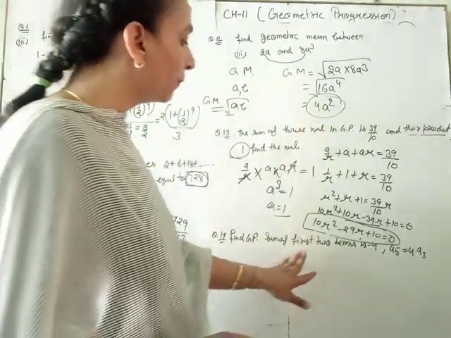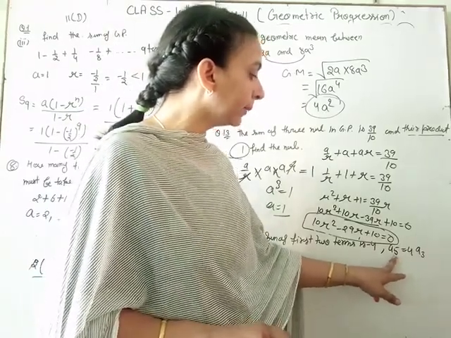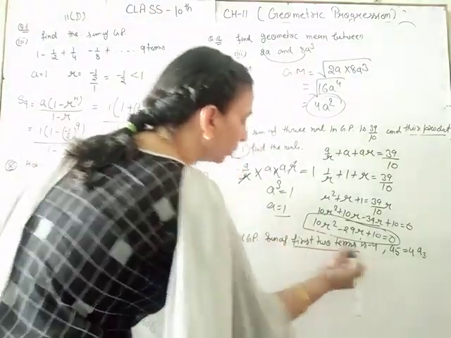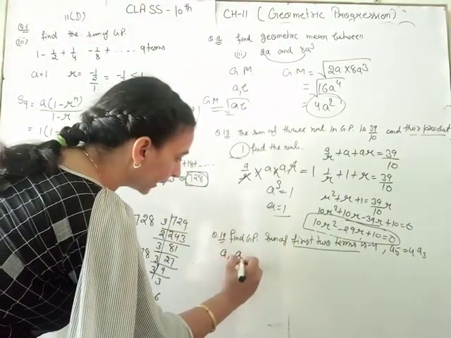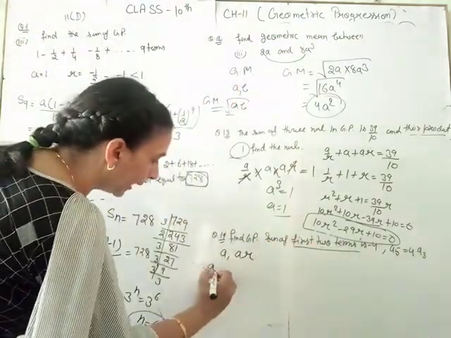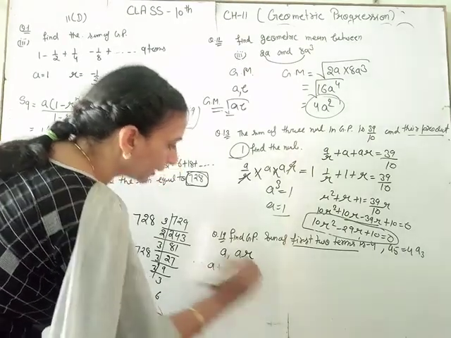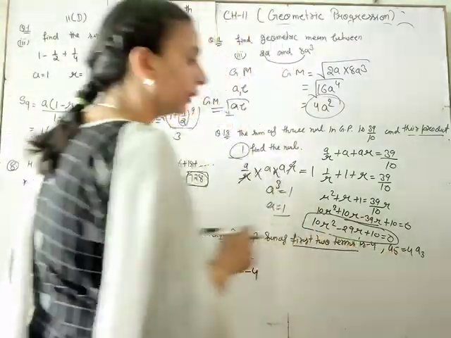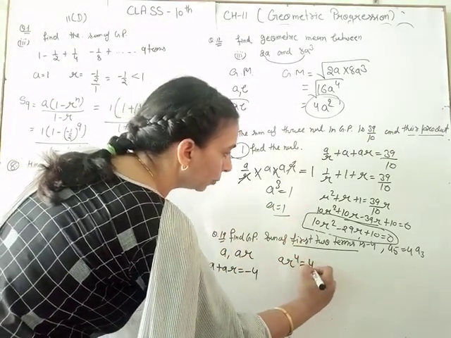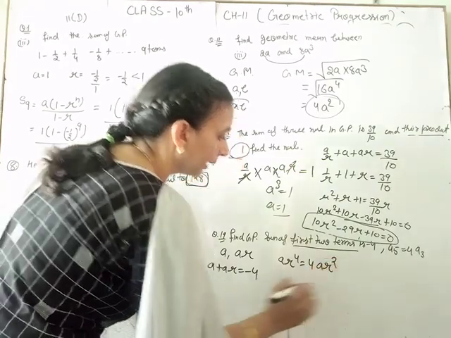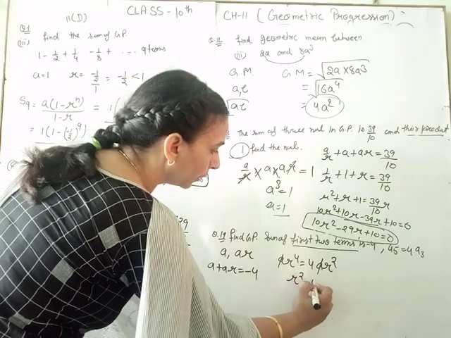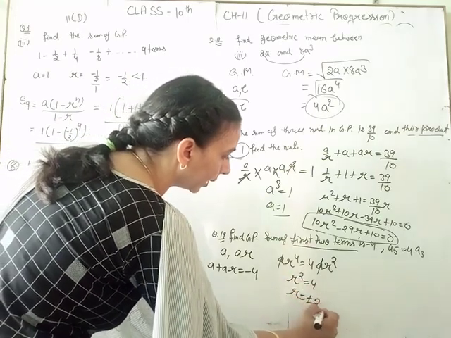Find the GP. The sum of the first two terms is minus 4 and the fifth term is 4 times the third term. If the first term is a, the second term is ar. The sum of two terms equals minus 4, then a plus ar equals minus 4. Okay, and the fifth term is equal to 4 times the third term. What is the fifth term? ar to the power 4, and this equals 4 times the third term, ar squared. a and a cancel, then r squared equals 4 and r is equal to plus or minus 2.